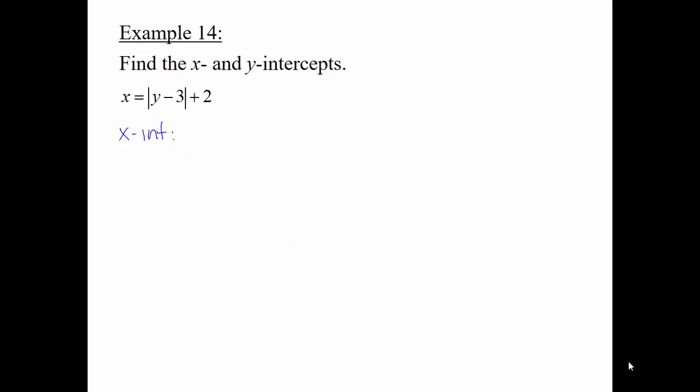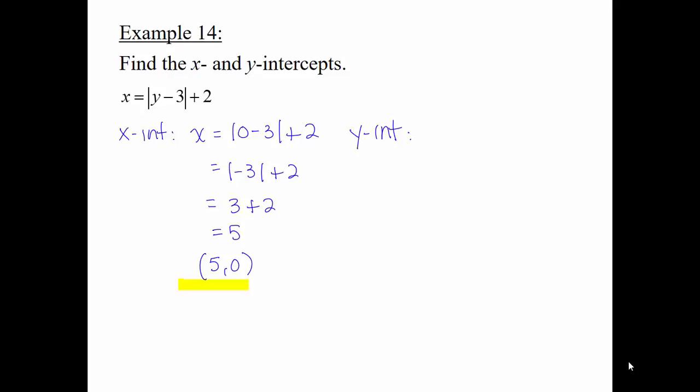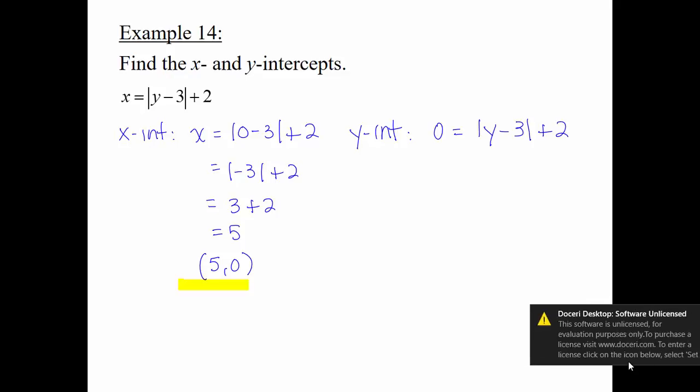Okay, x and y-intercepts. X-intercept, so we're going to make the y equal 0. So absolute value of 0 minus 3 plus 2. Absolute value of negative 3 is 3. So 3 plus 2 is 5. So it would be 5, 0 as a point because the x-intercept is a point. The y-intercept, you're going to make your x 0. So 0 is equal to absolute value of y minus 3.